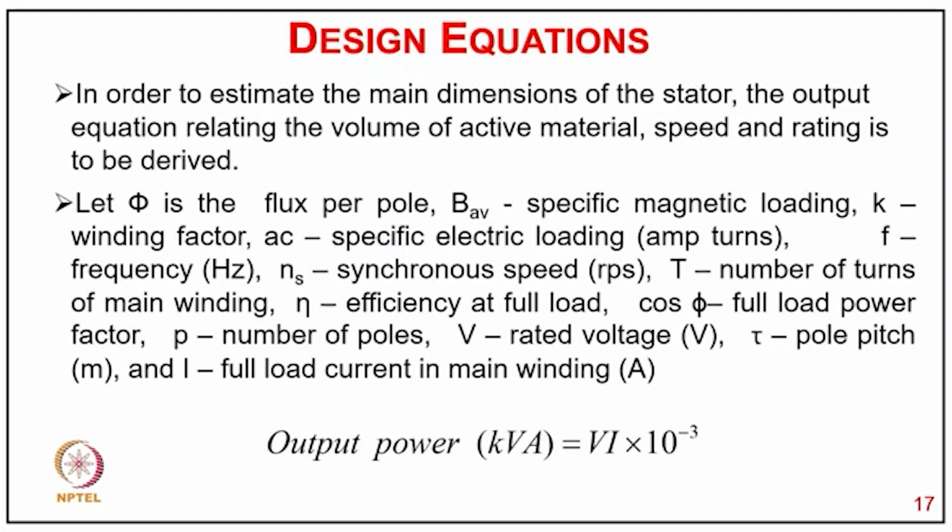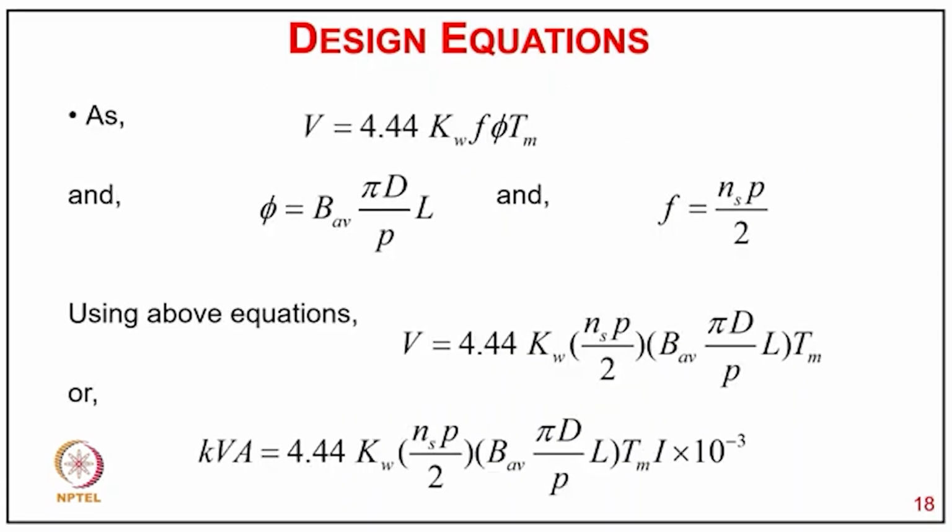Let phi be the flux per pole, B average the specific magnetic loading, Kw the winding factor, AC the specific electric loading in ampere turns, F the frequency, and NS the synchronous speed in RPS, and Tm the number of turns of main winding. Eta is the efficiency at full load, cos phi is the full load power factor, P is the number of poles, V is the rated voltage, tau is the pole pitch, and I the full load current in main winding. The output power in terms of kVA we can write as V I into 10 power minus 3.